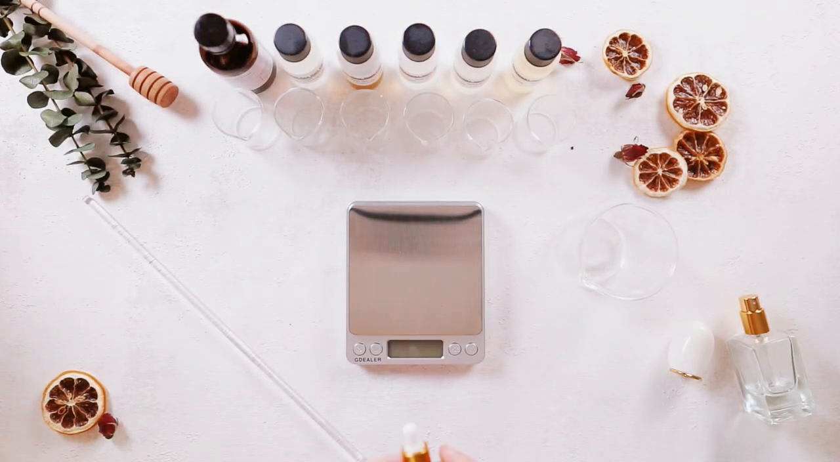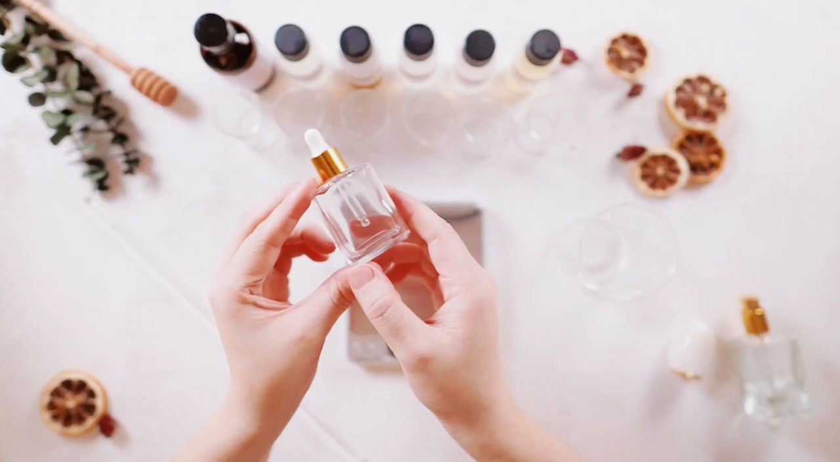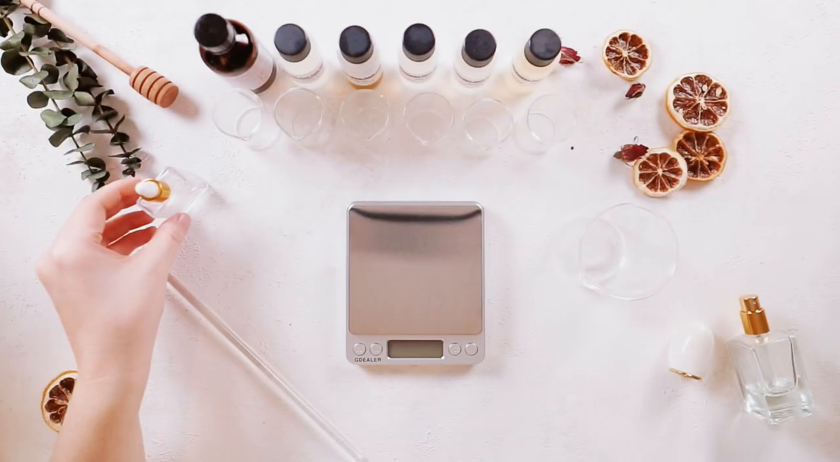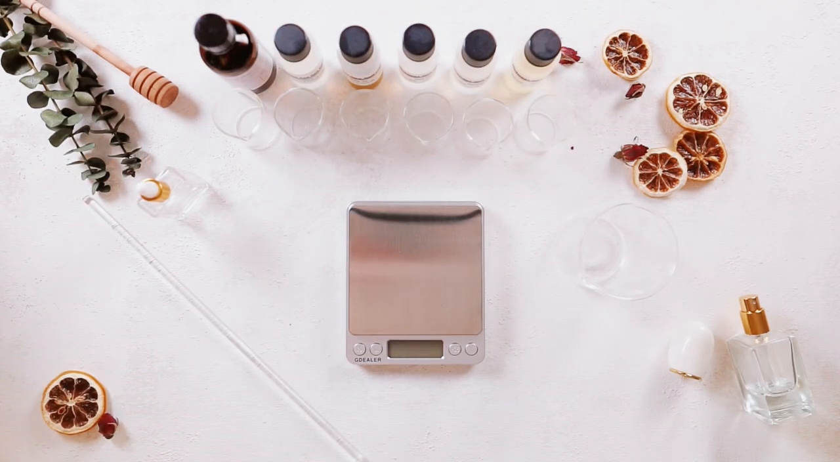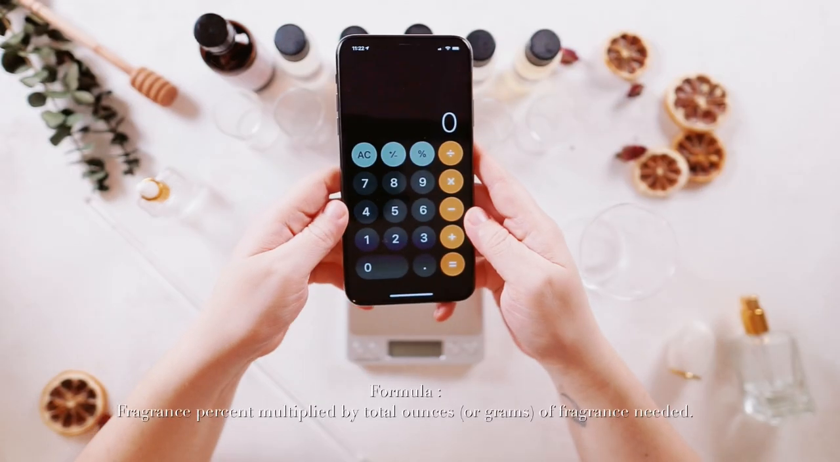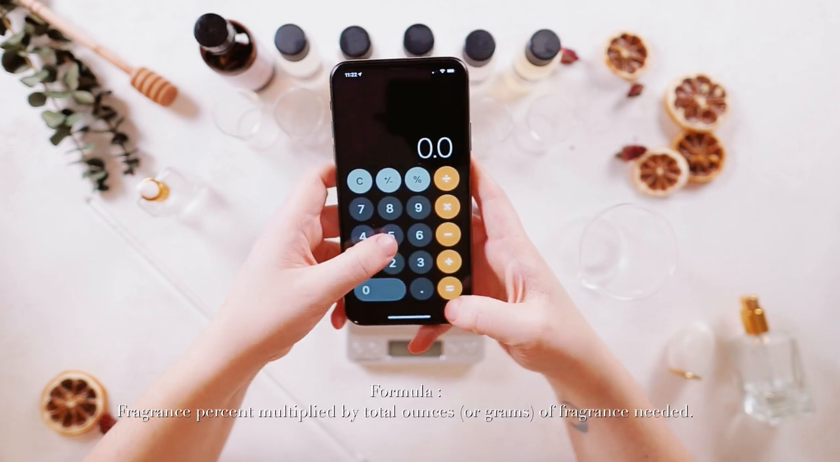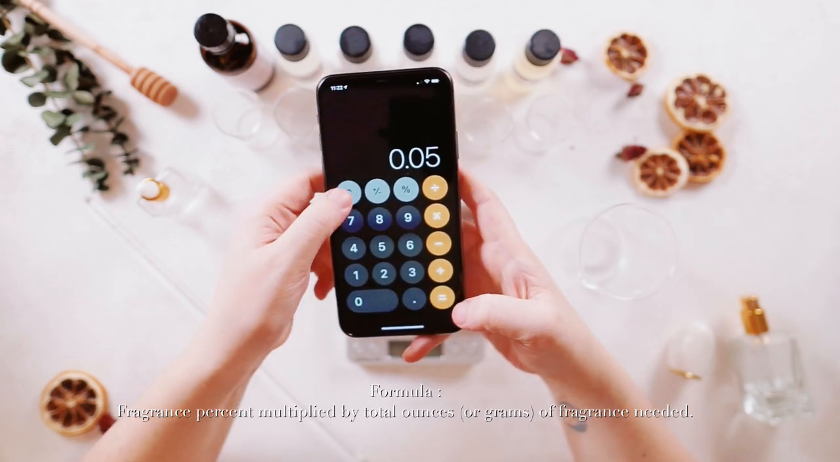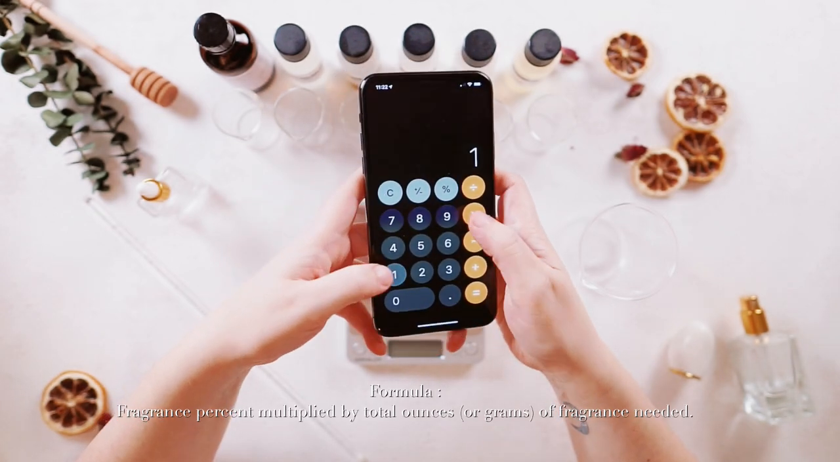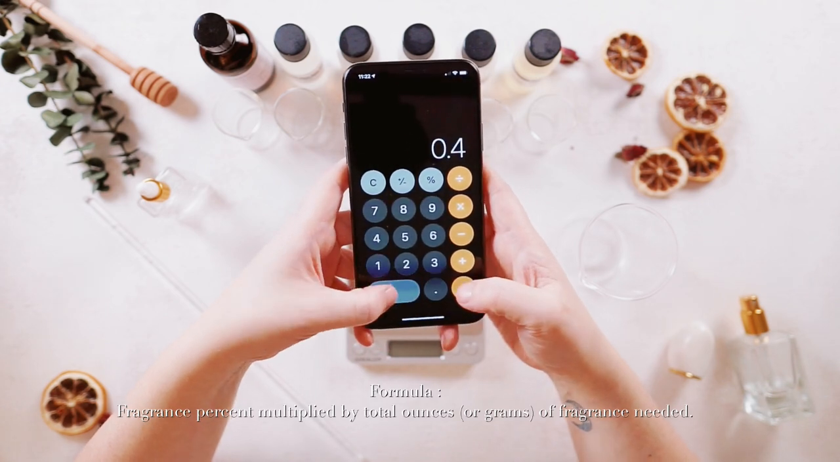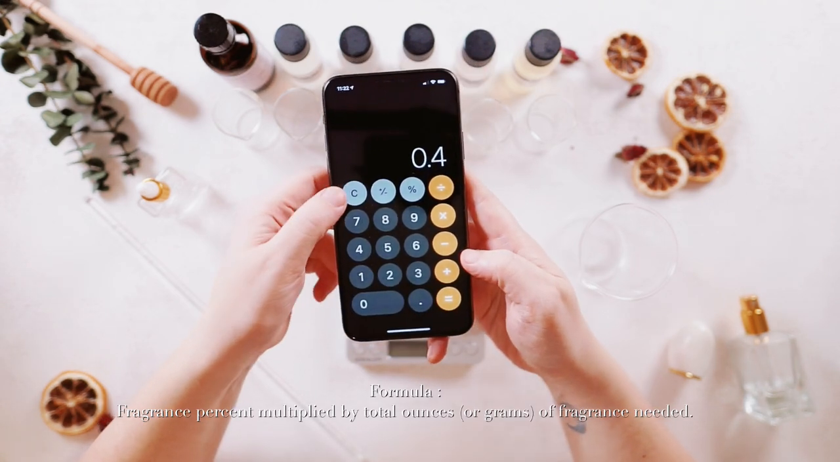Today, I am making 1 ounce of custom fragrance oil using the recipe we just discussed. Since I am making 1 ounce of fragrance oil total, I will multiply each percentage of my recipe by 1 ounce. For this recipe, 5% tangerine multiplied by 1 ounce is 0.05 tangerine. 40% freesia multiplied by 1 ounce is 0.40 freesia.